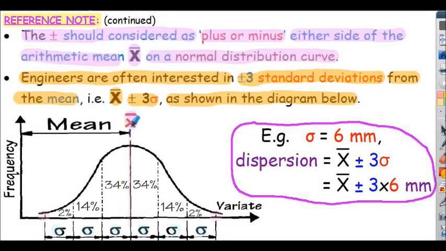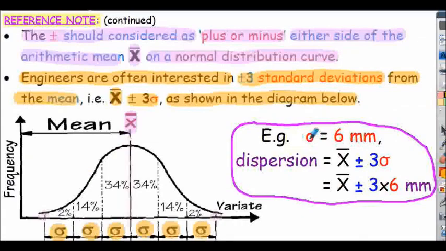So here's our x bar mean, and here are the plus 3 standard deviations to the right of the x bar, and the minus 3 standard deviations to the left of the x bar. Within manufacturing processes, we've often heard the term 6 sigma used, and that relates to the data under a normal distribution curve between plus or minus 3 standard deviations.